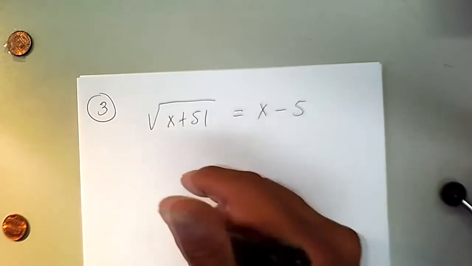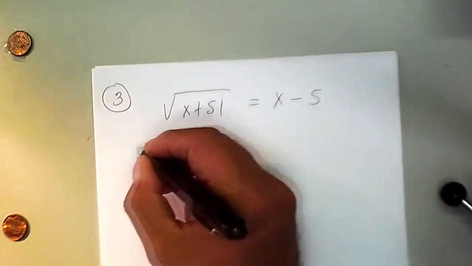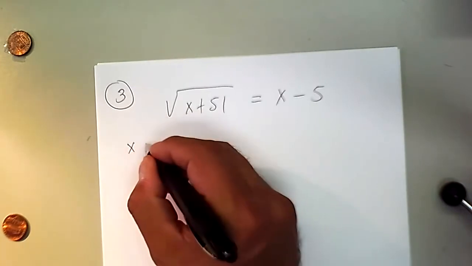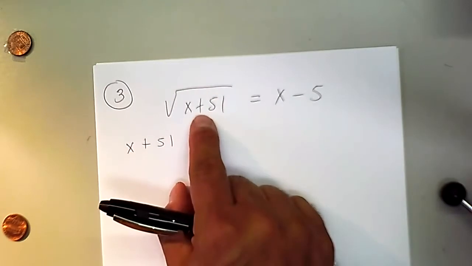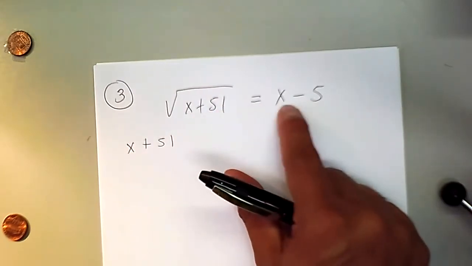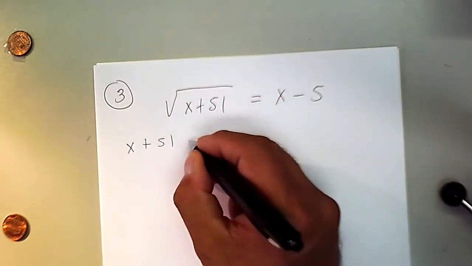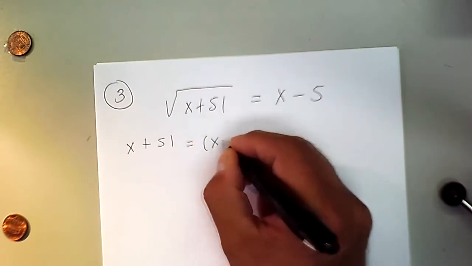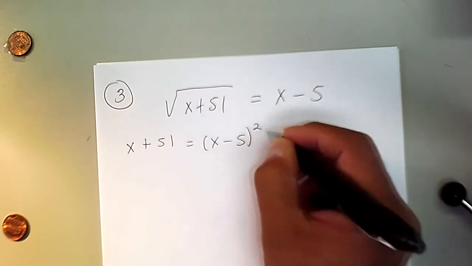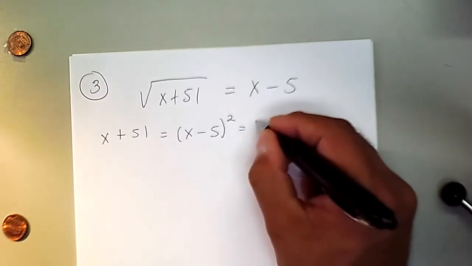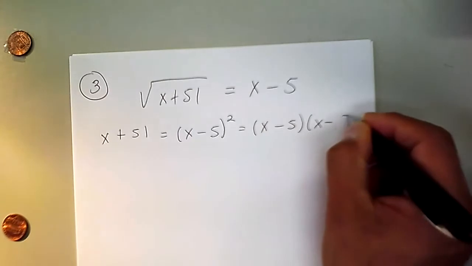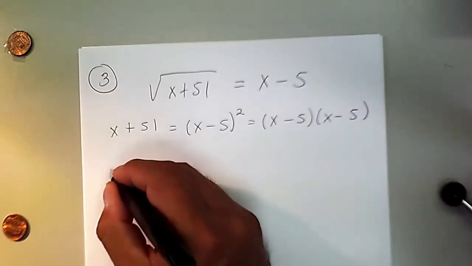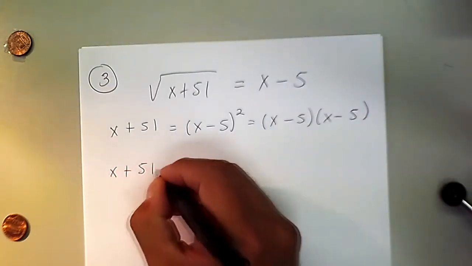So square both sides of the equation, and we end up with, I'm going to move a little bit to my left, x plus 51. So when we square that, that's what we obtain. Now, when we square this, we've got to be careful. That's equal to x minus 5 quantity squared, which we have to FOIL out. X minus 5 times x minus 5. So I'm going to do that in the next step, just to be sure.